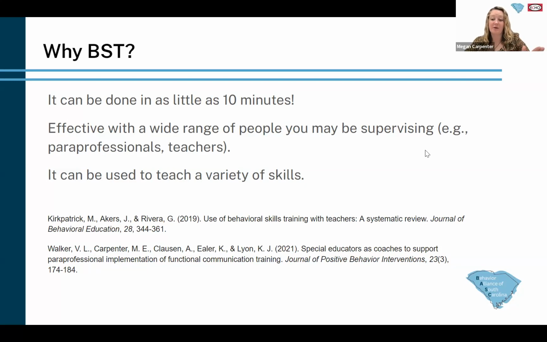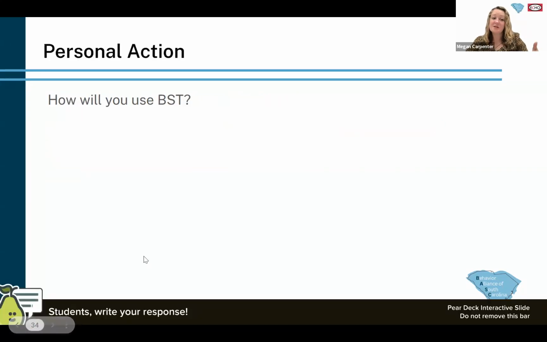It's also effective with a wide range of people you might be supervising. We've done it with paraprofessionals, teachers, pre-service teachers. We specifically talked in the context of matching the function of behavior to the reinforcement, but really we can use it to teach a variety of skills to paraprofessionals and teachers and other school support staff. So I just want to challenge you to think about how you could use this BST within your role and how this might be helpful in the future for you.